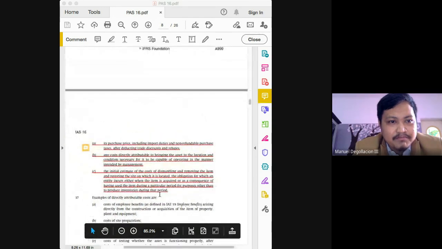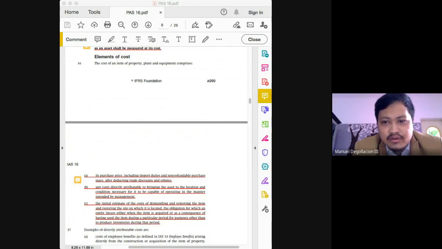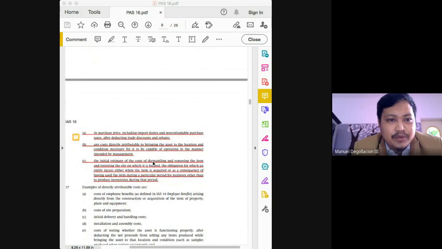Okay, and paragraph 16, class, is asked a lot of times. It will come out in a lot of examinations, class. Okay, so what will form part of the cost of an item of property, plant, and equipment? You will have the purchase price, import duties, non-refundable purchase taxes, any costs directly attributable to bringing the asset to the location and condition necessary for it to be capable of operating in the manner intended by management. This is what I meant by intended use.